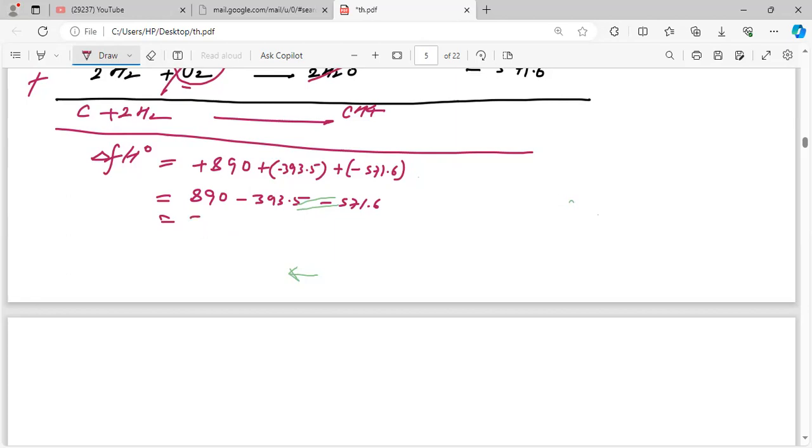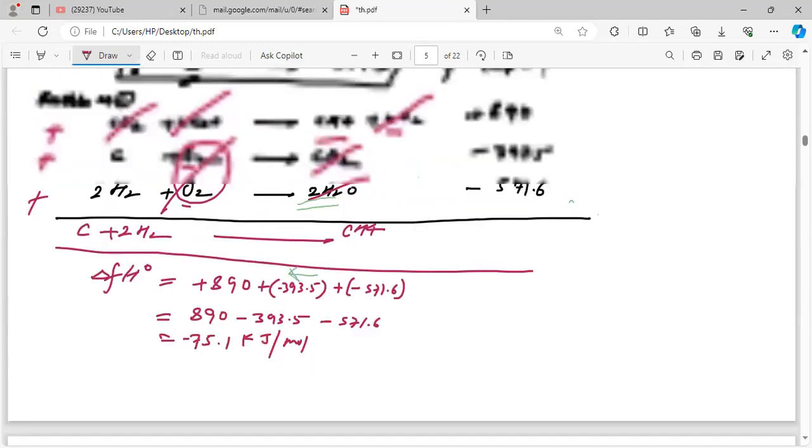890 minus 393.5 minus 571.6. So this one will be 393.5 minus 34.5, 571.7, 16. So that only is coming, na. 965.1 minus 890. So minus 75.1. This one is coming. So it should be answer A.